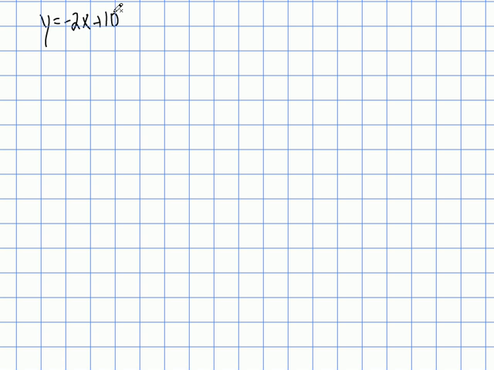y equals negative 2x plus 10, and y equals negative 2x minus 5. So what do you know about these two lines just by looking at the two equations? They're parallel to each other. Right. And how do you know they're parallel to each other? They have the same slope. They have the same slope. Very good.